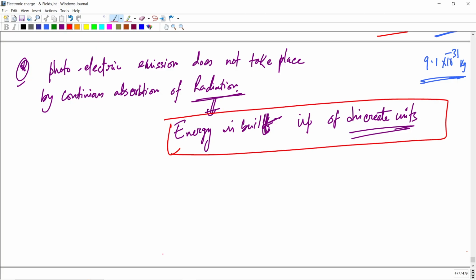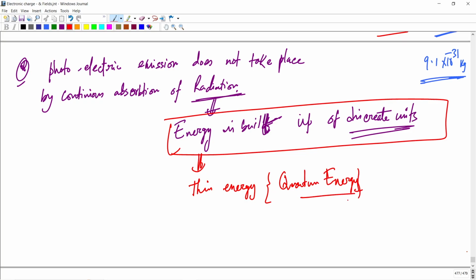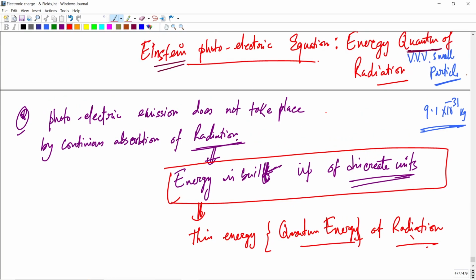So this energy is called quantum energy. Okay, so, clear. What is the quantum energy of radiation? It is the energy of radiation. So here you see the diagram.